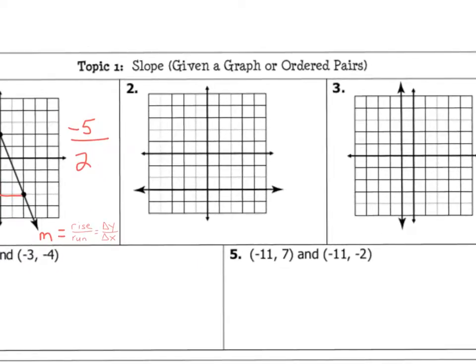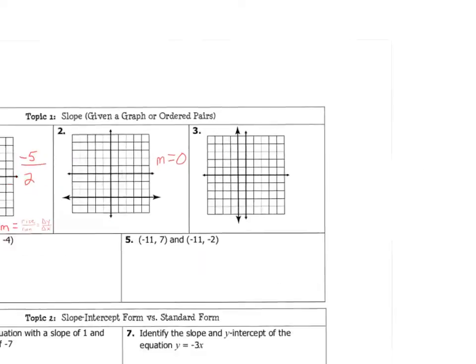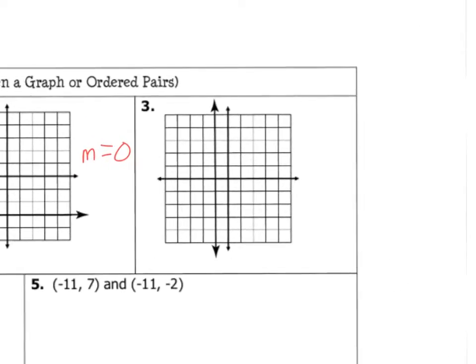Alright, here we have a horizontal line. So remember, with horizontal lines, your slope is always going to be 0. So that's easy. This is going to be m equals 0. And here we have a vertical line. Remember, with vertical lines, your slope is always going to be undefined.